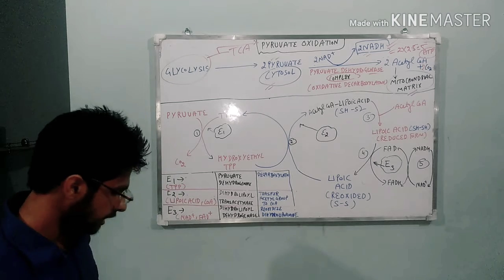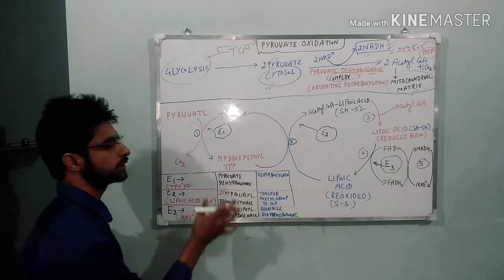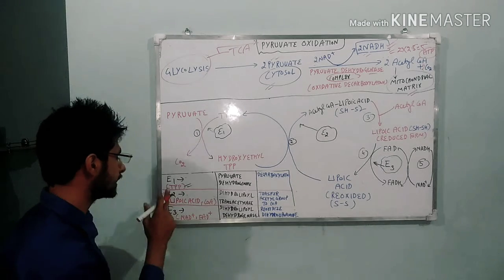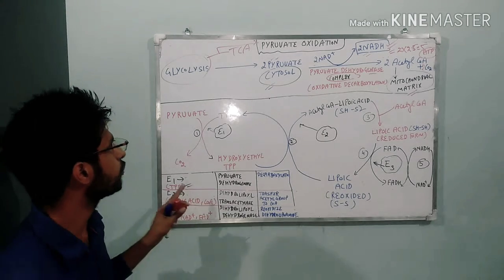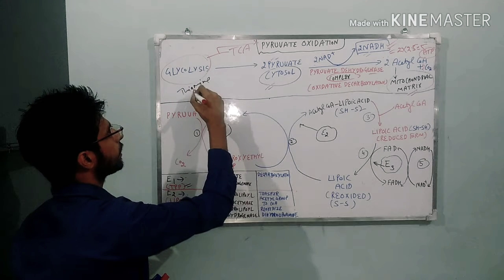And the most important thing about the coenzymes: the pyruvate dehydrogenase enzyme has the coenzyme TPP. It is written in the short form, that is thiamine pyrophosphate.